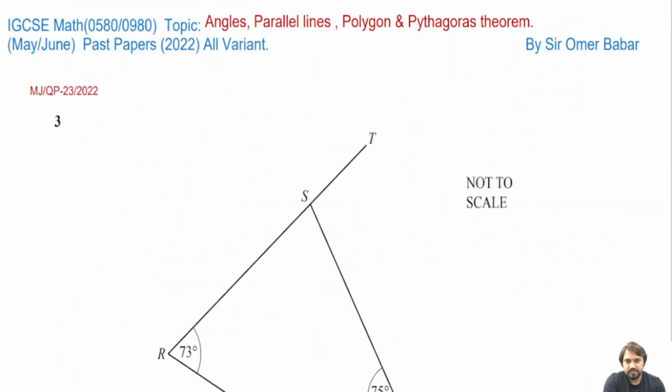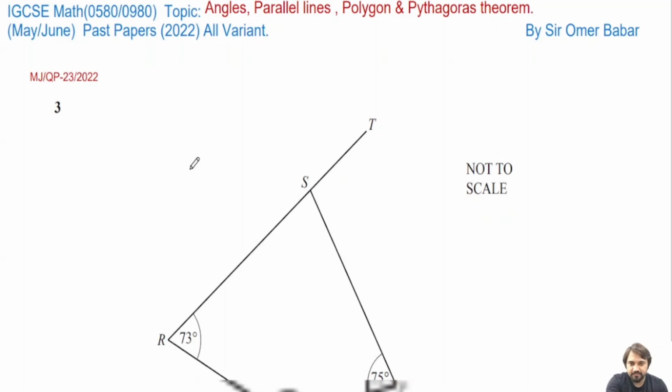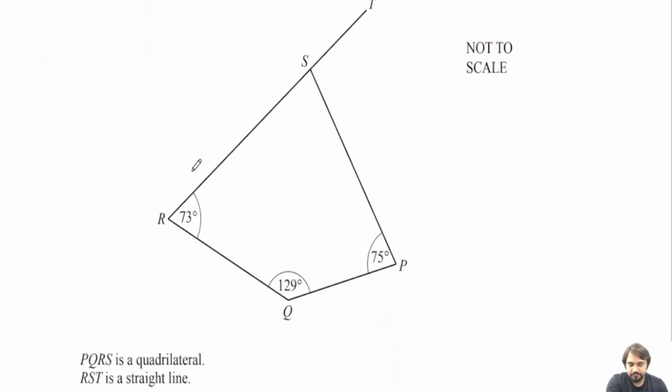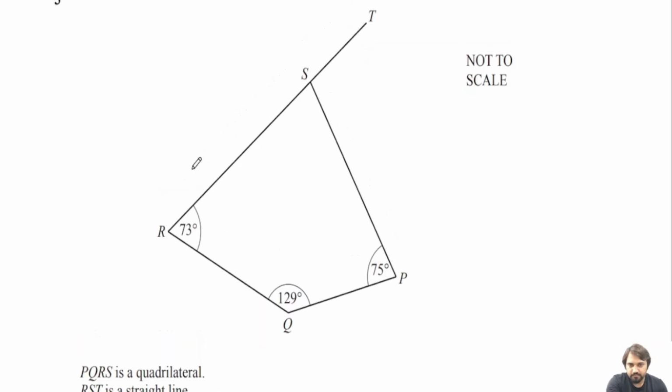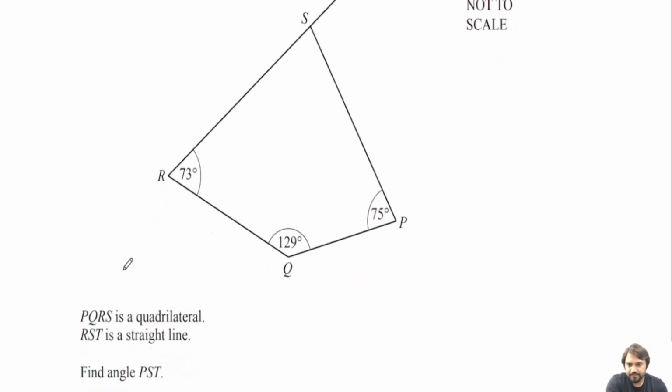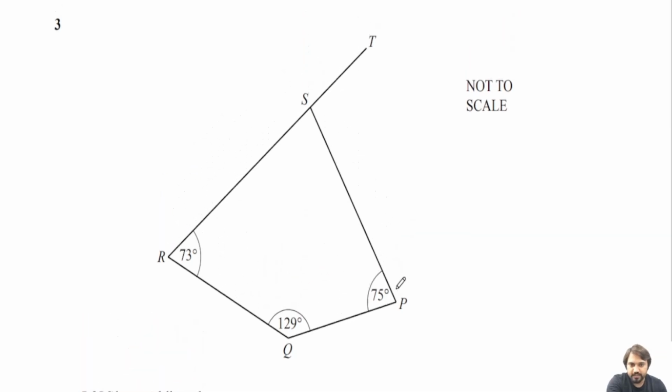Now moving towards our next question. Our next question is question 3 that appeared in 2022 again. The question paper was 2 and the variant was 3. We have a diagram, a quadrilateral PQRS, and ST is the extension of RS. So PQRS is a quadrilateral, RST is a straight line. Find angle PST. We need to calculate the angle PST, starting from P, moving toward S, and then T will be the last point. So we have to calculate this angle.